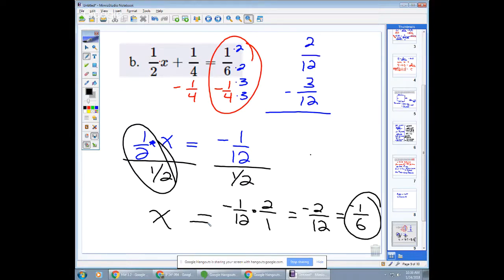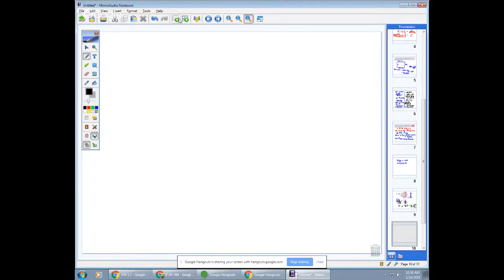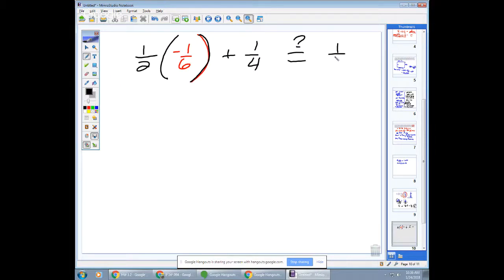Is it right, or could we have screwed this up? We totally screwed it up, so I'm just going to check for fun. New page, check. So we have 1/2 times, we think the answer is -1/6. And then we're supposed to add on a 4th, was it? And that's supposed to equal 1/6. All right, how do we multiply fractions? Yeah, straight across. So 1 times -1 is -1, and then 2 times 6 is 12.